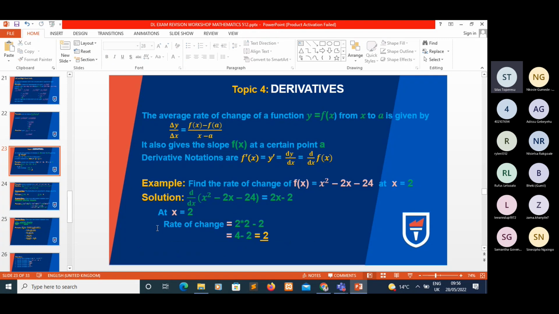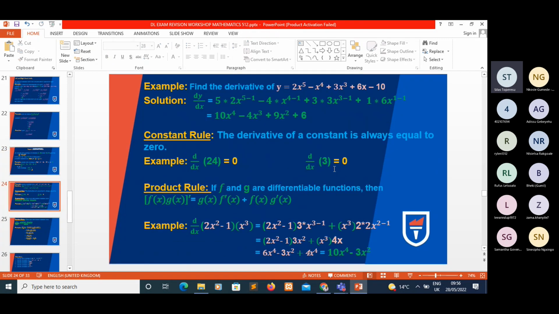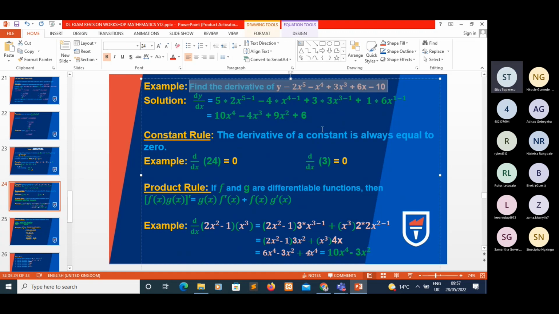So if you get a question of finding the rate of change, you have to differentiate, and after that you substitute the value. Okay, you might also find a question that says find the derivative of this, which means differentiating. So when you are differentiating, you should know what to do. You focus on each and every term. So here I'll show you step by step how we differentiate in my solution.